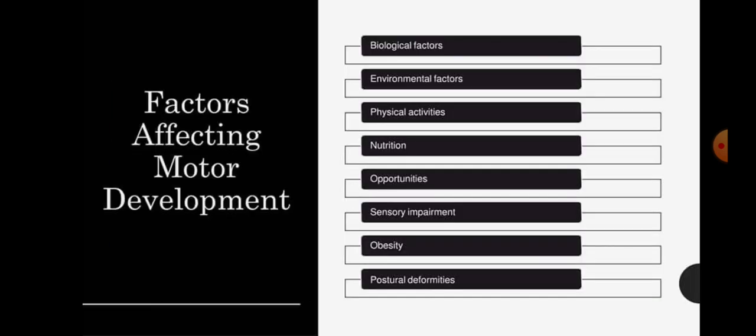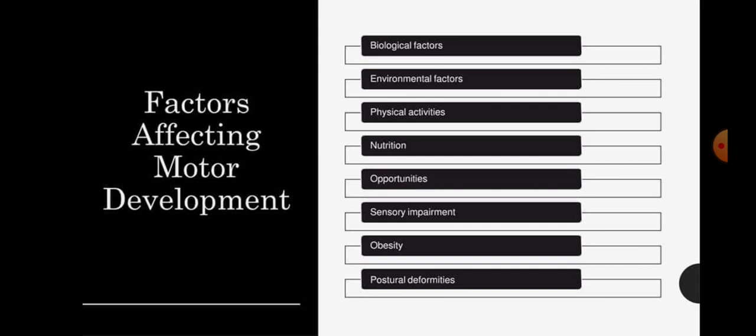Now, next slide, we will check the factors affecting motor development. First one is biological factors. Biological factors are related to genes, so we can say genetic factors or heredity. If your father has a lot of weight, or your mother has poor weight or strength, then easily it will impact motor development.